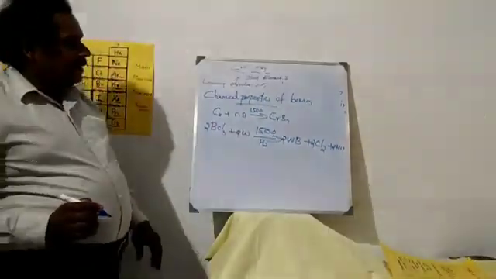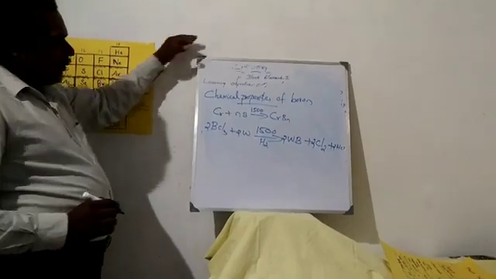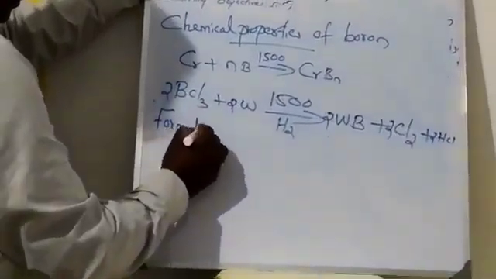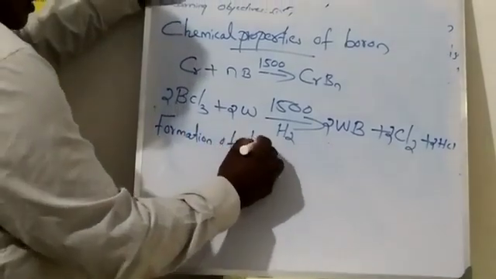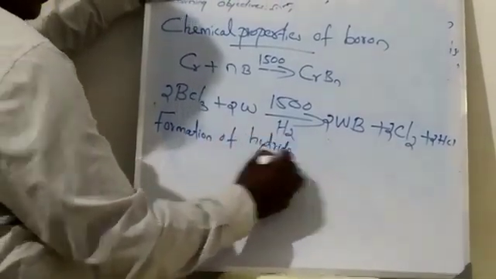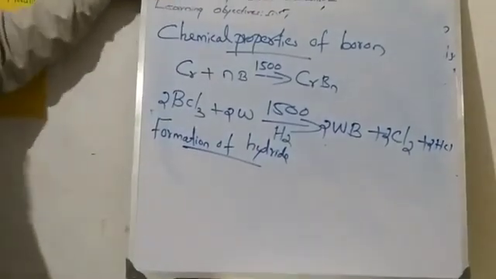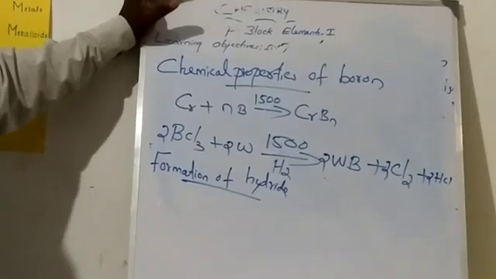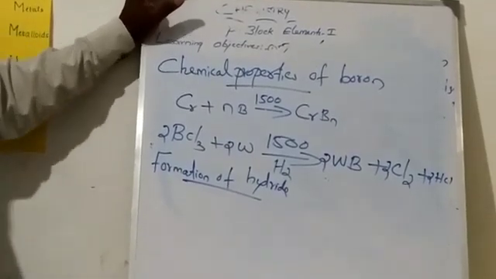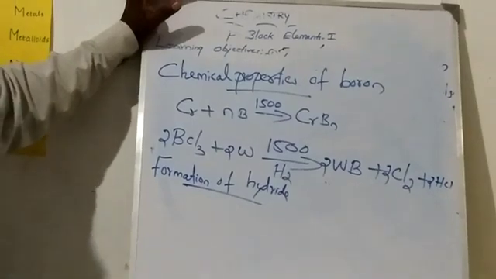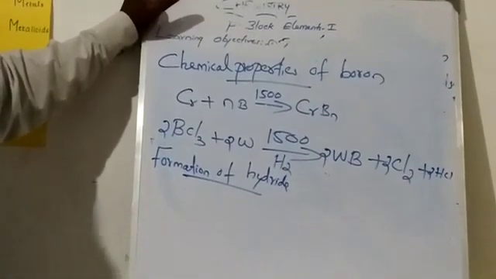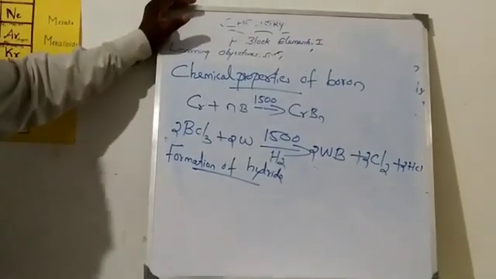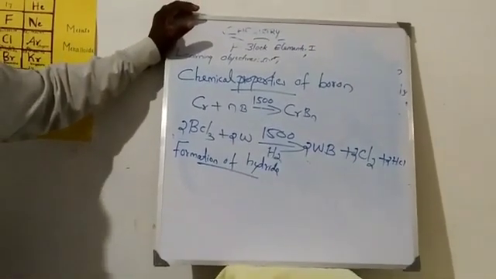Formation of hydride. Here's one of the very, very important one-word questions. Boron does not react directly with hydrogen. Here it forms a variety of hydrides called boranes. It's a very, very important question. How are boranes prepared?